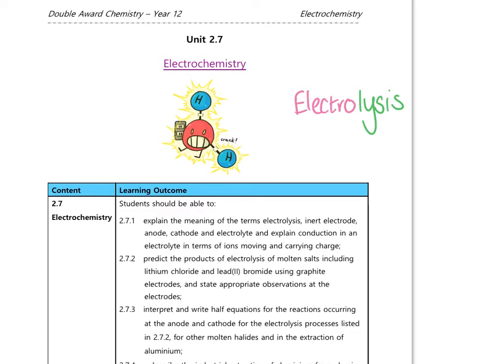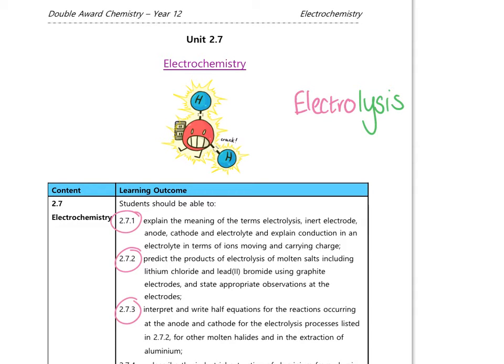Welcome to Unit 2.7 Electrochemistry, and in this video we're going to look at points 1, 2 and 3 on the specification. So just to briefly introduce you to this topic, we're going to be looking at a process called electrolysis.